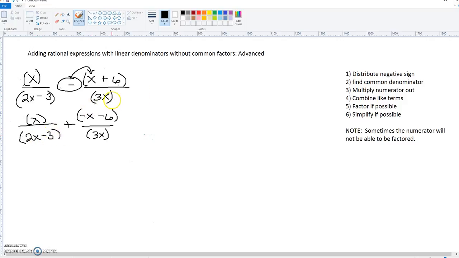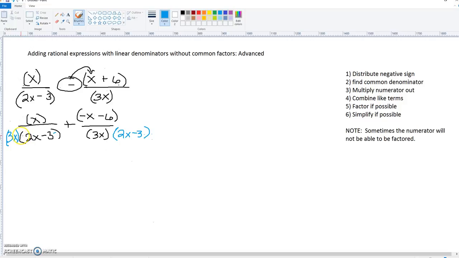Okay, so now we can find that common denominator. In this case, we are simply going to take the denominator from the other rational expression and multiply it to the first one. I'm going to change color so we can see this a little bit better. So over here we've got 3x that I'm multiplying. And on this side, I'll have to multiply by 2x minus 3. See how they're going to look alike by doing that?